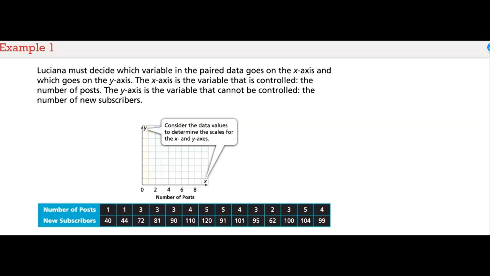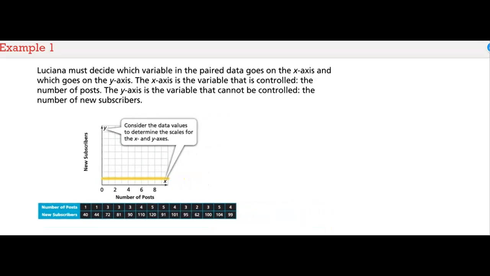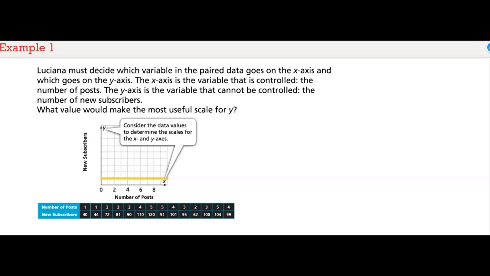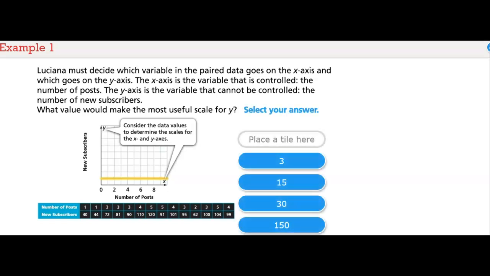The y-axis is the variable that cannot be controlled, the number of new subscribers. Each grid line equals some number of new subscribers. What value would make the most useful scale for y? Select your answer.